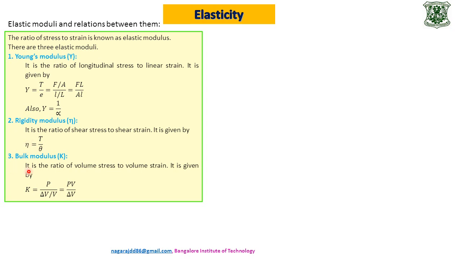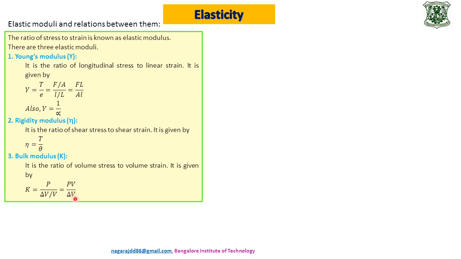Finally, bulk modulus. It is a ratio of volume stress to volume strain. So it is given by K equals P or T divided by delta V by V, where P is pressure or stress divided by change in the volume divided by original volume, that is equal to P into V divided by delta V.